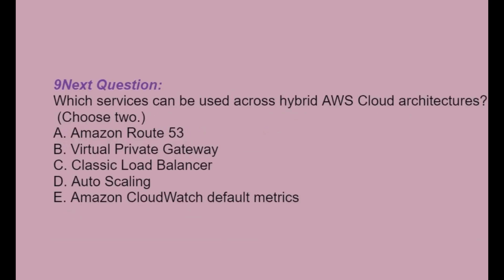Question is which services can be used across hybrid AWS cloud architectures? Choose two options. Option A, Amazon Route 53. Option B, Virtual Private Gateway. Option C, Classic Load Balancer. Option D, Auto Scaling. Option E, Amazon CloudWatch default metrics. Correct answer is option A and option B.